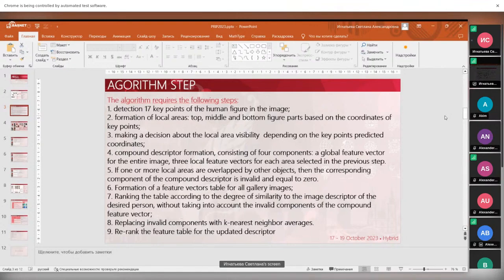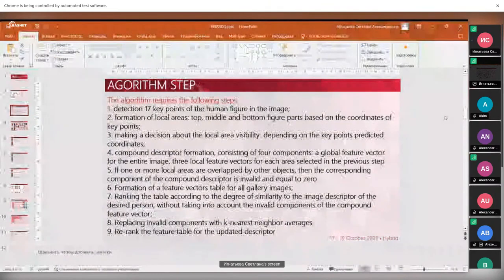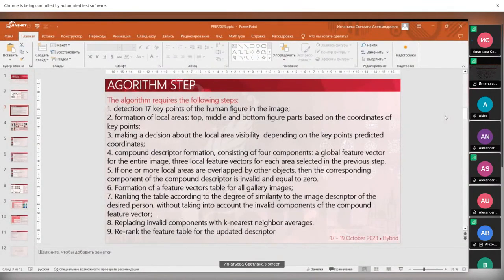For that, we use a compound descriptor for the human body and replace the features of the missing image fragment with the average value for the k nearest neighbors. The algorithm requires the following steps. First, detection of 17 key points of the human figure in the image, formation of local areas: top, middle, and bottom parts, based on the coordinates of the key points, making a decision about the local area visibility depending on the predicted key point coordinates, and compound descriptor formation consisting of four components: a global feature vector for the entire image and three local feature vectors for each area selected in the previous step.